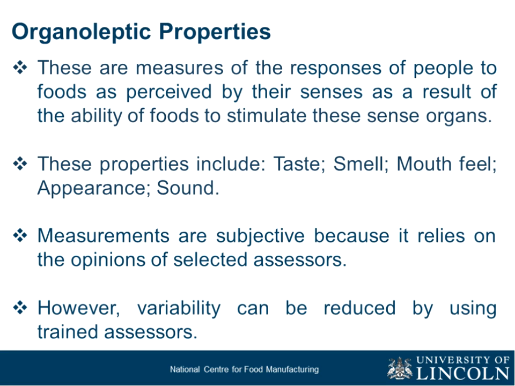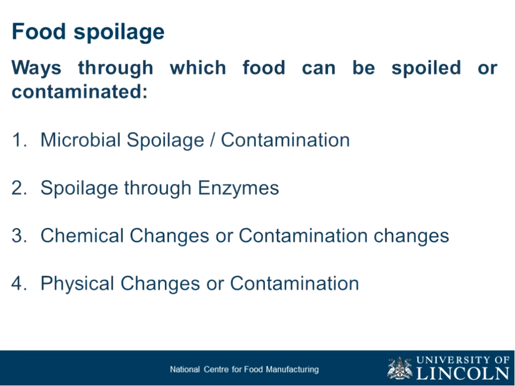Because the result is going to be based on individuals, we said they are subjective measurements. Whatever I say, whether it's hard or soft, is subjective. Somebody can say what I said is hard, and somebody else can say no, this is soft. So there are elements of subjectivity in measuring food properties using our senses. We said that we can reduce variability by training the assessors. So that's everything we cover under organoleptic properties.